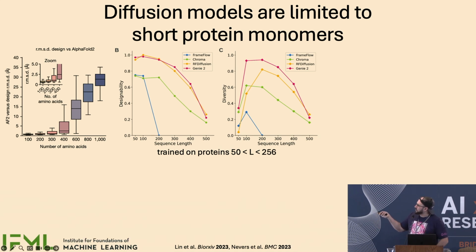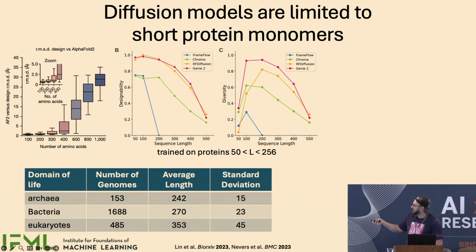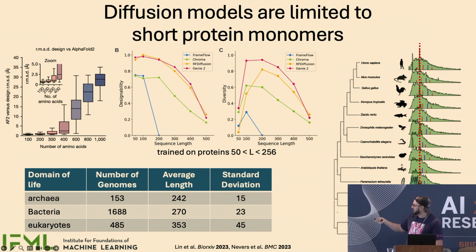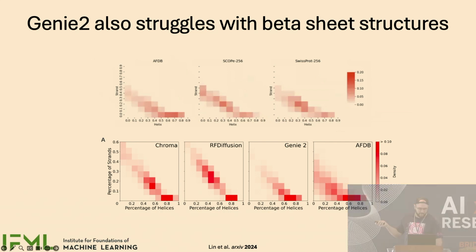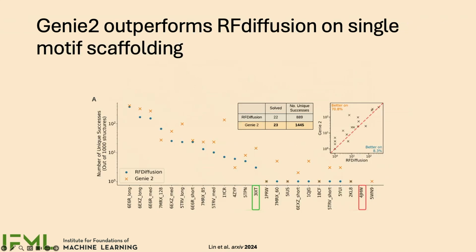And the model is also out of distribution a little bit because they only trained it up to 256 amino acids. So again, looking at how bacteria and eukaryotes protein distributions are, they're still unable to scale to everything to the right of this red line. Next, they're also unable to generate these beta sheet proteins. You can see that this is the data set for training, AFDB. It has a decent amount of beta sheets. Genie is very shifted over here to the right on these alpha helices, where the y-axis would be beta sheets. And on motif scaffolding, they do improve over RF diffusion, but it still needs more work.